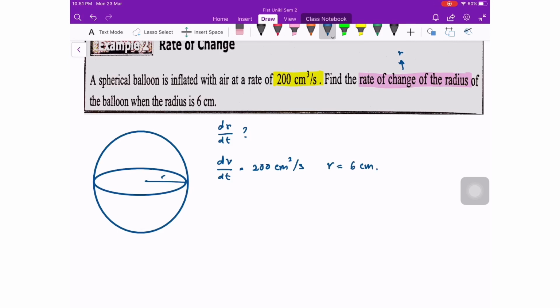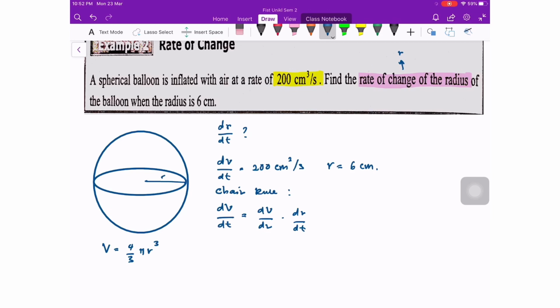So similarly here, we will apply the concept of rate of change, the concept of chain rule. Chain rule of dV over dt is equal to, in this case, dV over dr times dr over dt. Before that, we also need to know the formula for the volume of a sphere. The formula for the volume of a sphere is V equals 4 over 3 pi r cube.